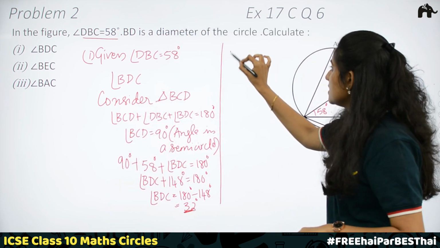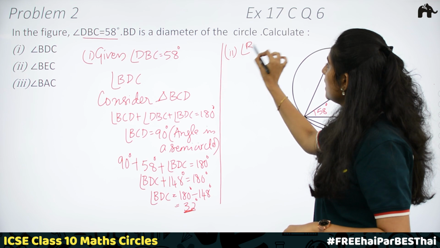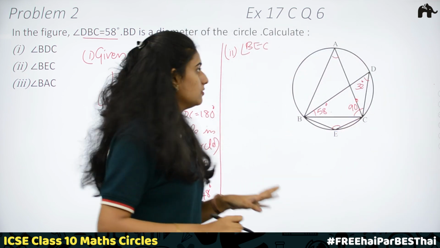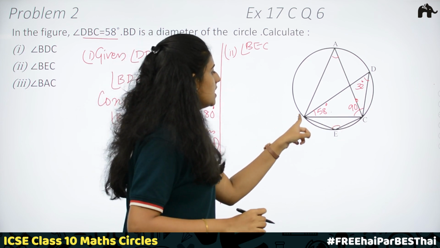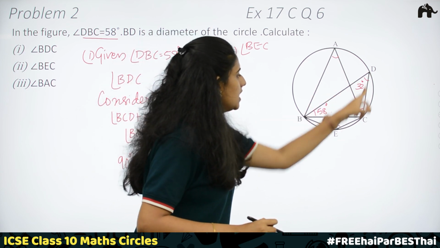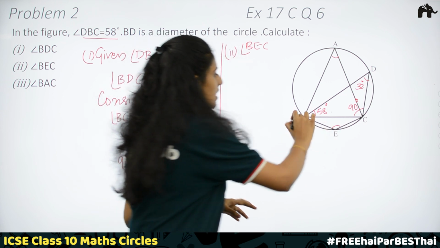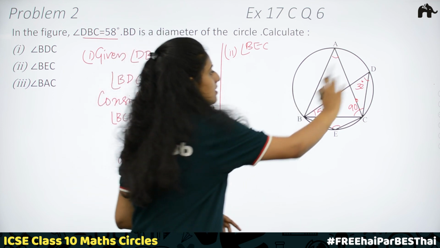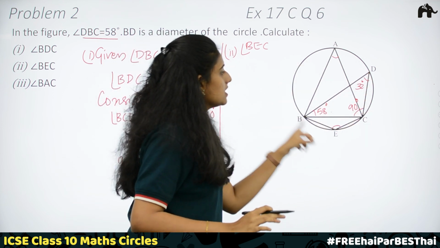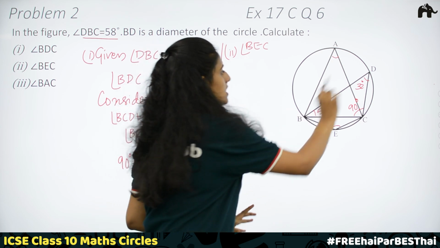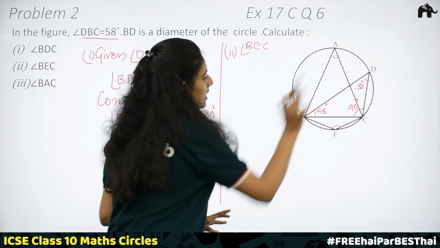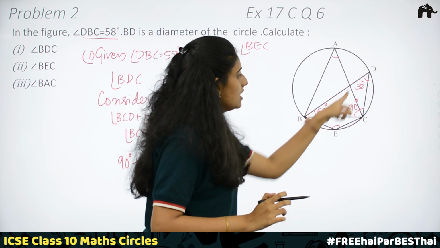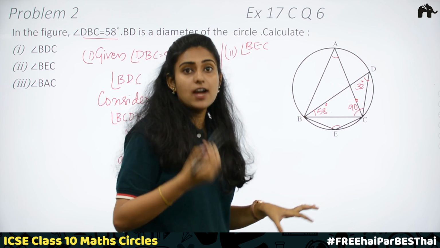Now the second part, we have to find angle BEC. Where do we have BEC? This is BEC. For finding BEC, consider the cyclic quadrilateral BDCE. What is a cyclic quadrilateral? If all the vertices of the quadrilateral touch points on the circle, then it is a cyclic quadrilateral. For a cyclic quadrilateral, the sum of opposite angles will be 180 degrees.